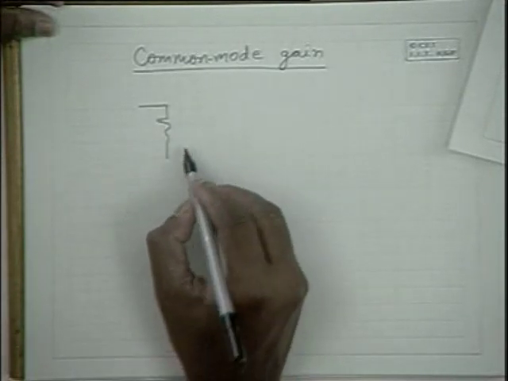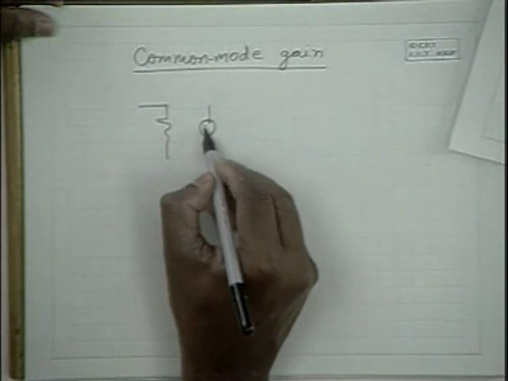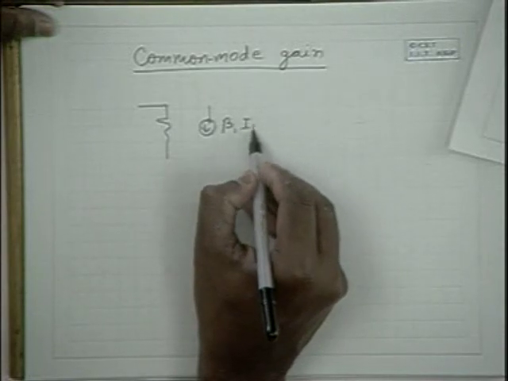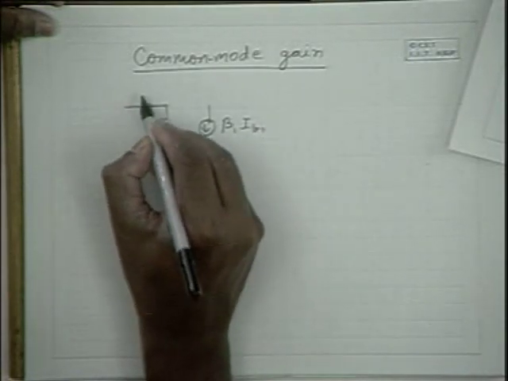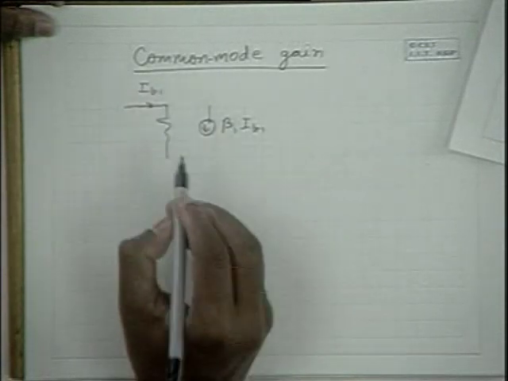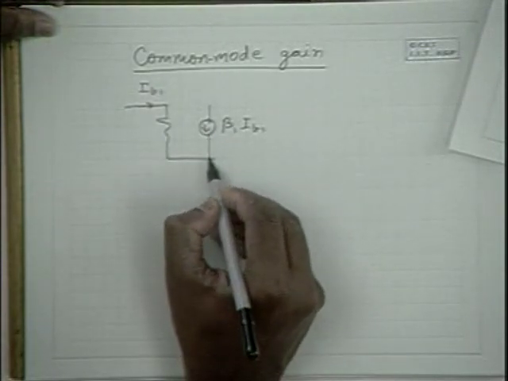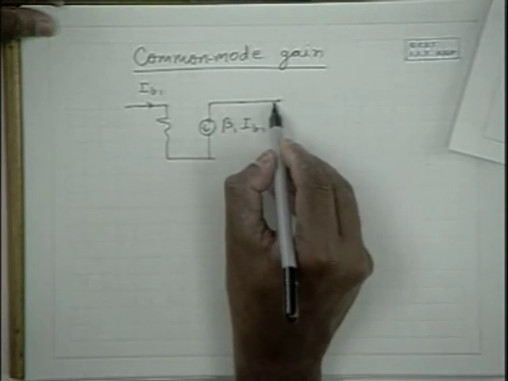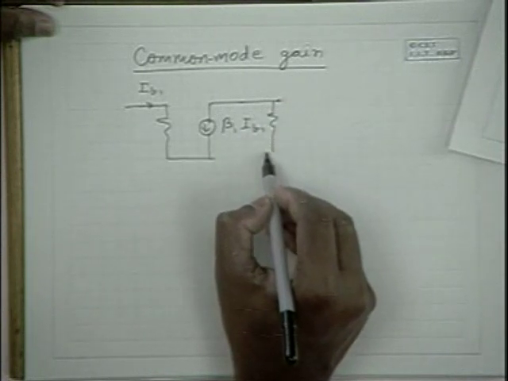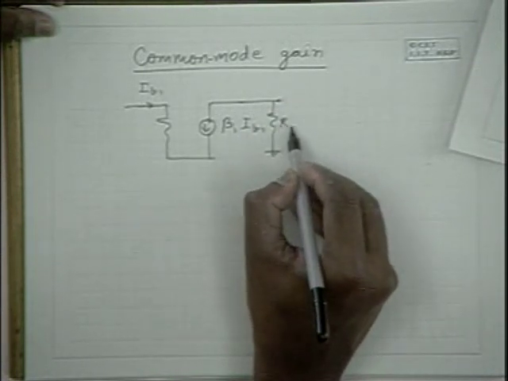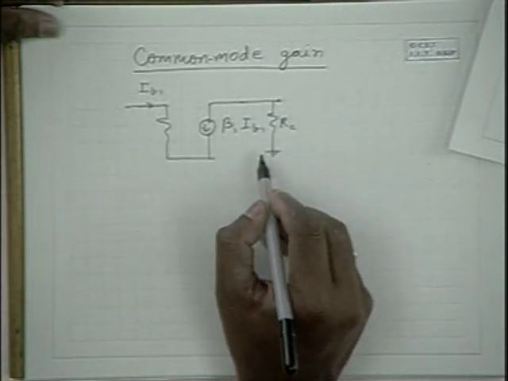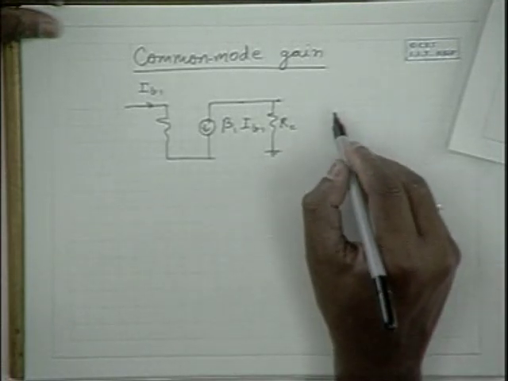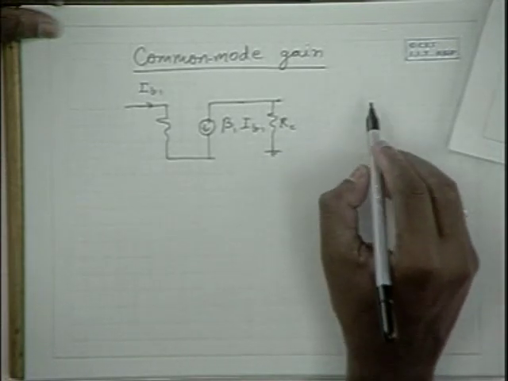For the first transistor, this is the base current IB1, and this is the model for the first transistor, and to this we have connected RC, and the other end is connected to the supply, and the supply is like a short circuit for alternating signals. Therefore, this is the equivalent circuit for the first transistor.